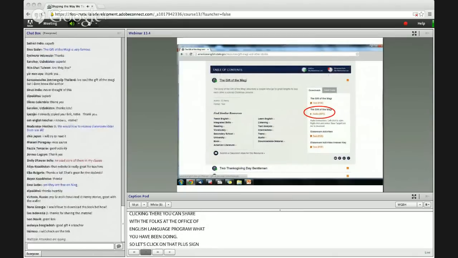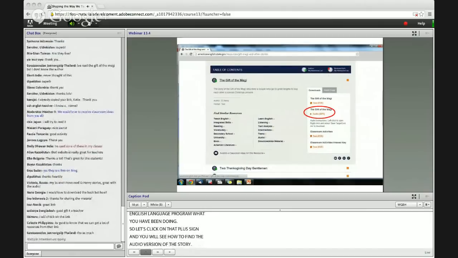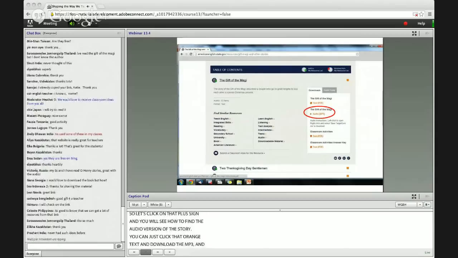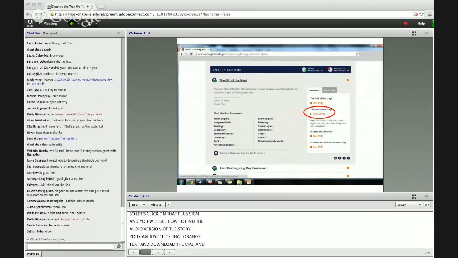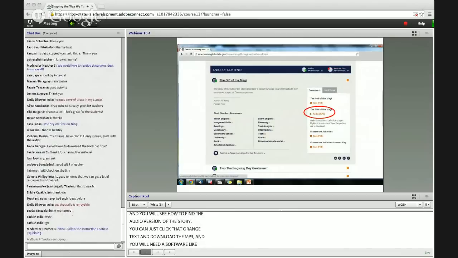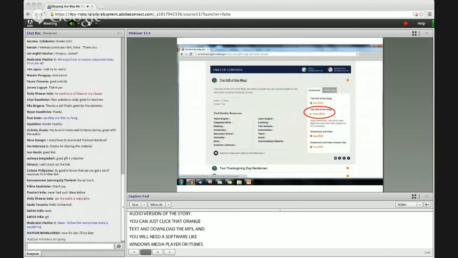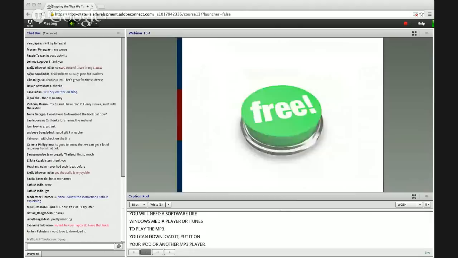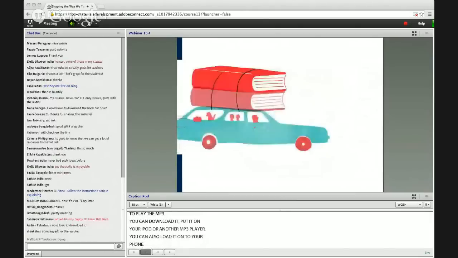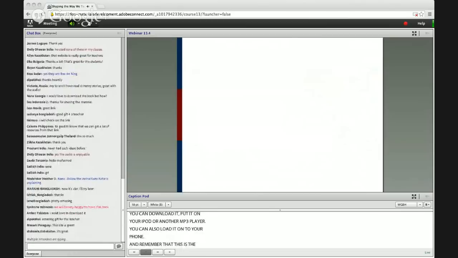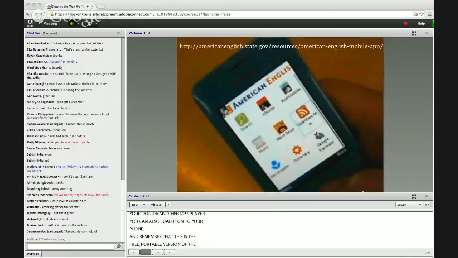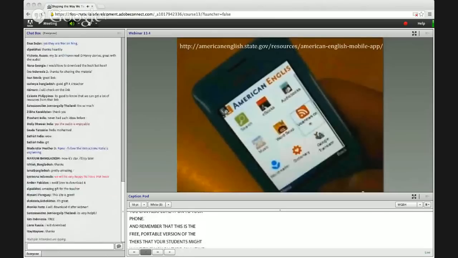You can just click that orange text and download the MP3, and you'll need software like Windows Media Player or iTunes to play the MP3. You can download it and put it on your iPod or another MP3 player. You can also load it onto your phone. And remember that this is the free, portable version of the text that your students might want to enjoy on their own time. And you can access this audio format as well on the mobile app from American English.